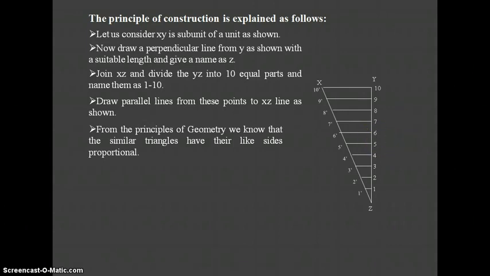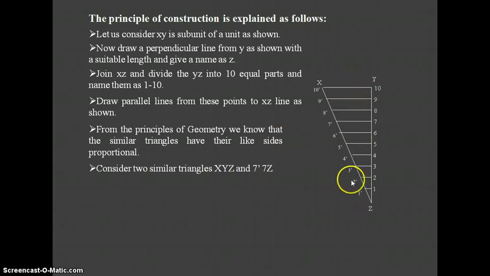So here, by these parallel lines, we can consider any number of similar triangles. With reference to XYZ, we can consider 10 similar triangles. Here we know that their like sides will be proportional to each other. So consider two similar triangles, XYZ and 7'7Z.